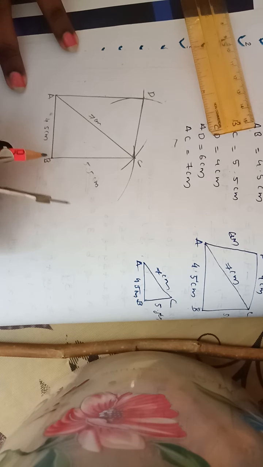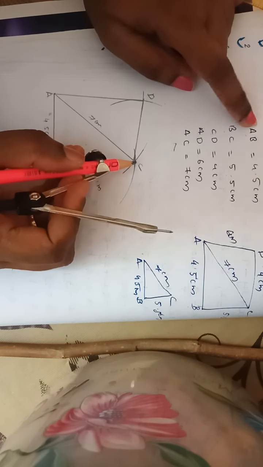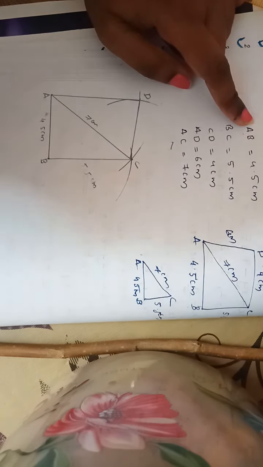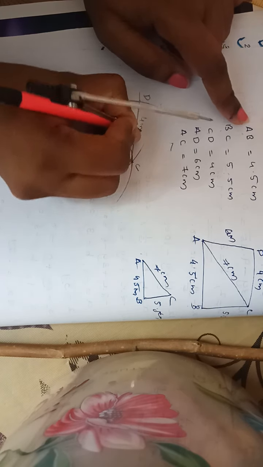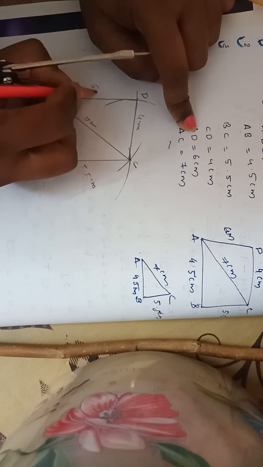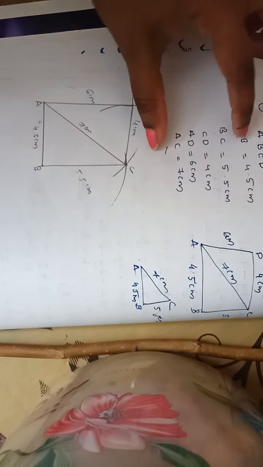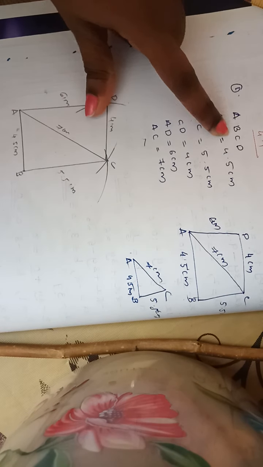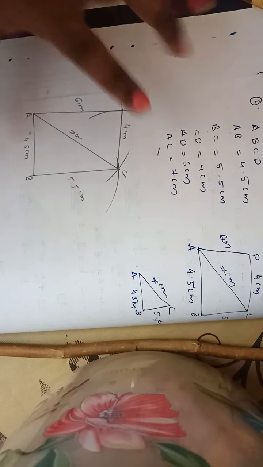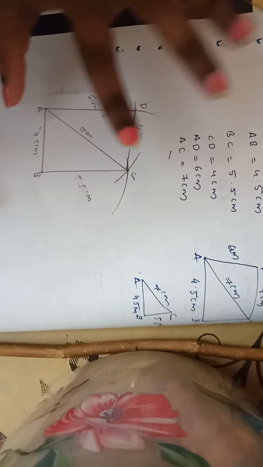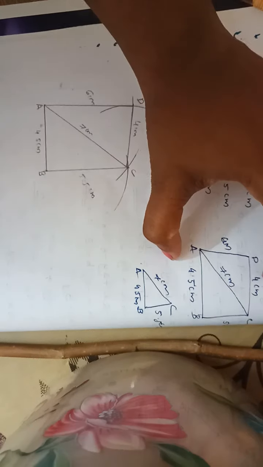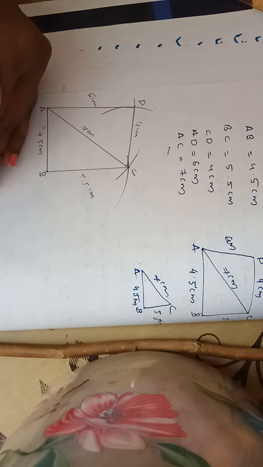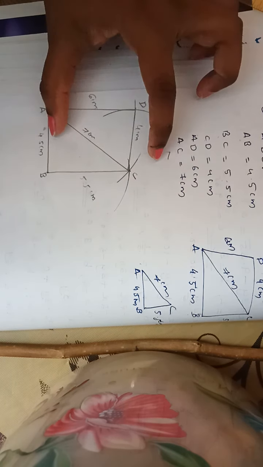AB is equal to 4.5, BC is equal to 5.5, CD is equal to 4 centimeter, AD is equal to 6 centimeter, and AC is equal to 7 centimeter. All these conditions are satisfied. So we made the quadrilateral ABCD. This is the required quadrilateral. So before drawing this figure, first draw the rough figure, then step by step you should write it in words. I will share the steps with you. After that, draw the fair figure.